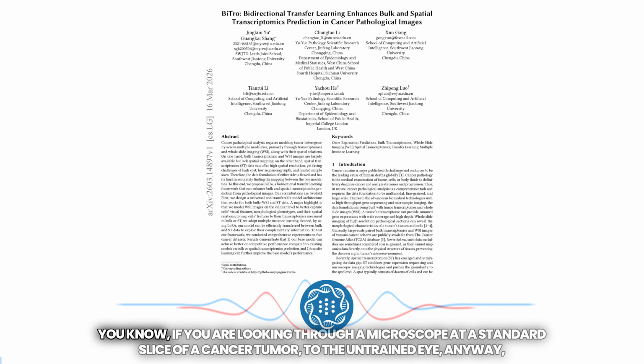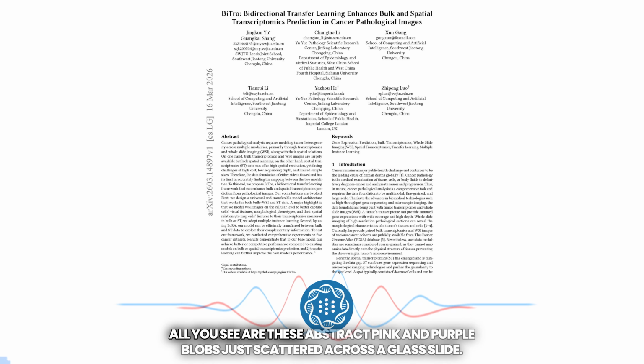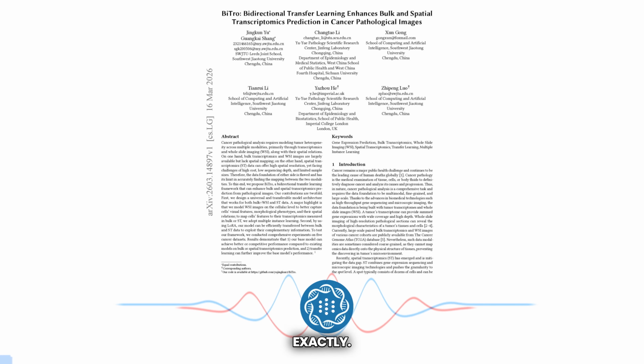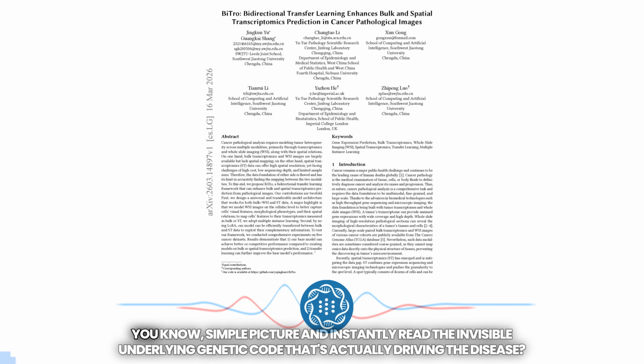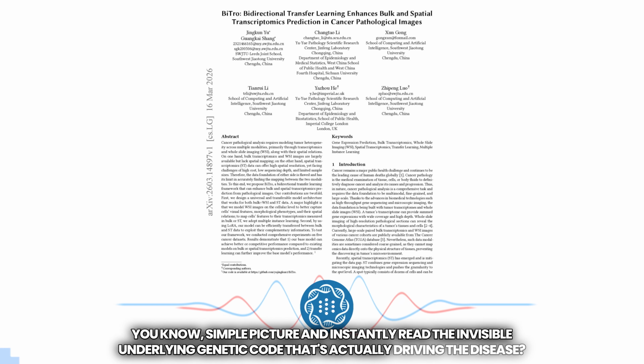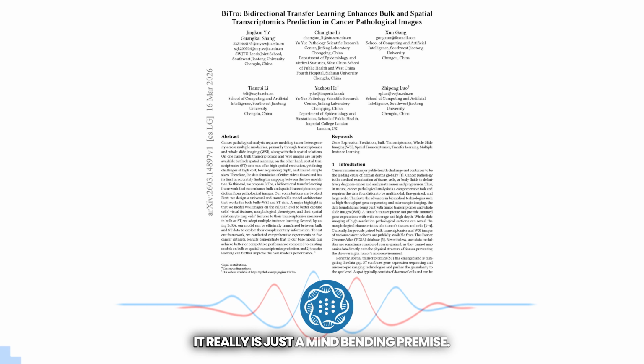You know, if you are looking through a microscope at a standard slice of a cancer tumor, to the untrained eye, anyway, all you see are these abstract pink and purple blobs just scattered across a glass slide. Right, it just looks like modern art or something. Exactly. But what if I told you that an artificial intelligence could look at that exact same, simple picture and instantly read the invisible underlying genetic code that's actually driving the disease? It really is just a mind-bending premise.